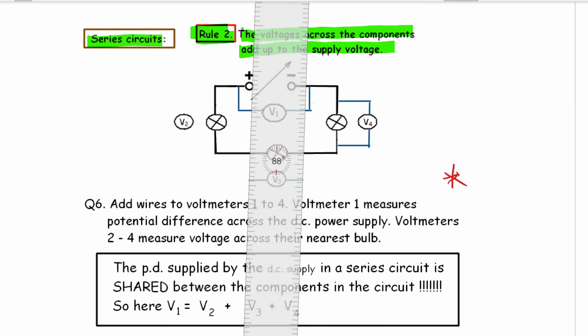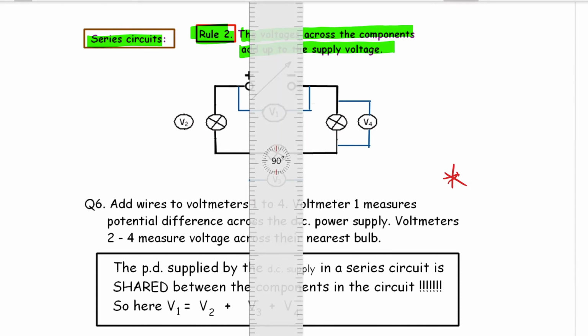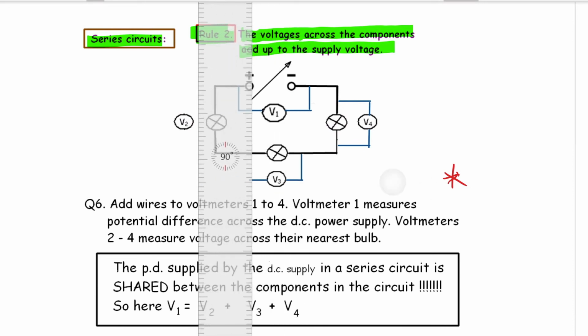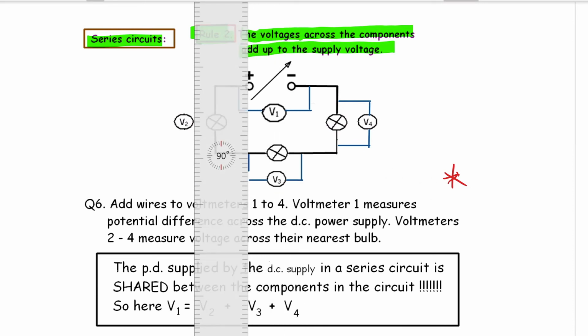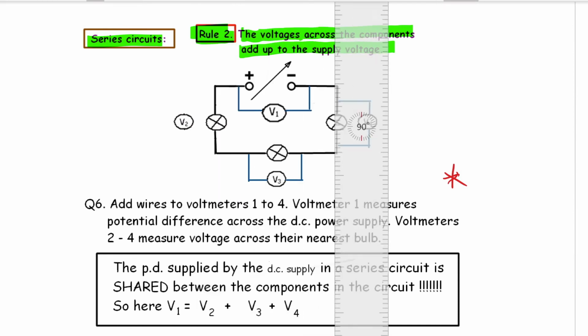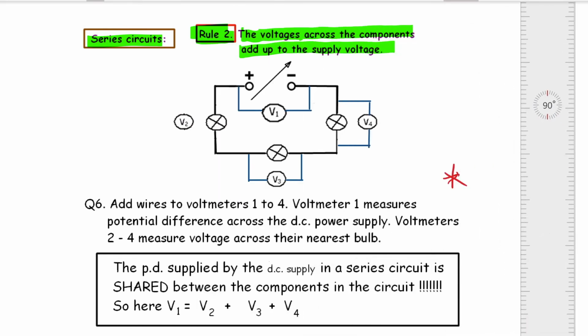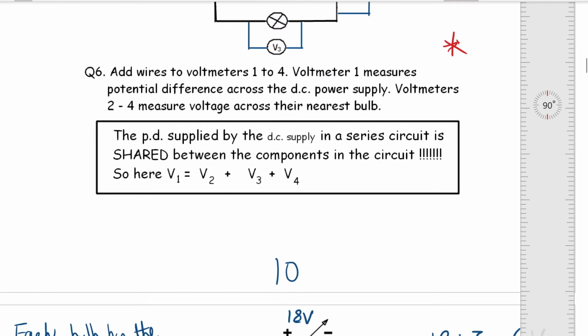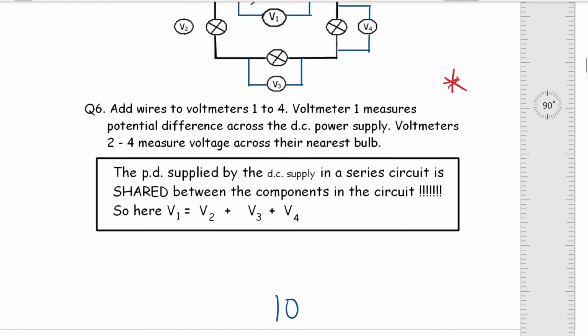Remember, voltmeters are always measured in parallel, so they go across the component for which they're measuring the voltage of. Okay, I'll let you finish off V2. Question 6. We've just started, that's adding the wires.